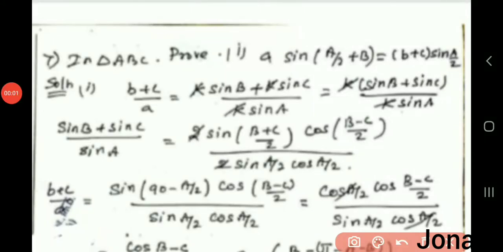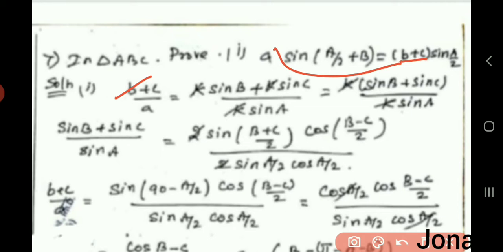Seventh problem. In triangle ABC, prove that (b plus c) sin(A/2) equals a sin(A/2 plus B)... Here I want to take this b plus c. Take this a by cross multiplication so that we have (b plus c) by a. Take this (b plus c) by a.